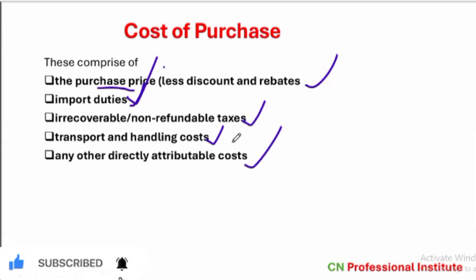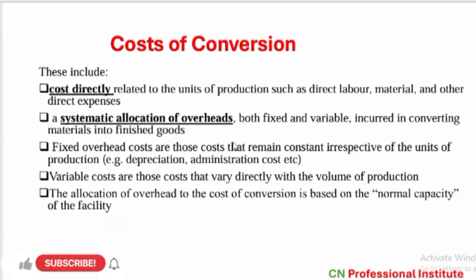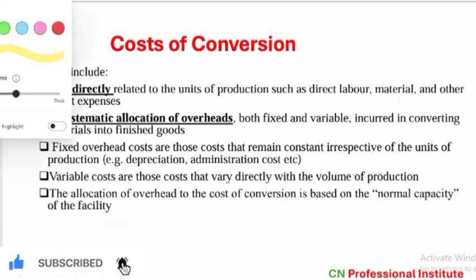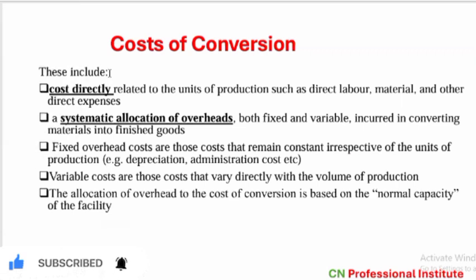Very good. Then let's continue with the cost of conversion. So we said inventories are either purchased or manufactured. If an entity decides to manufacture the inventory, what goes into the cost of manufacturing? What goes into manufacturing?